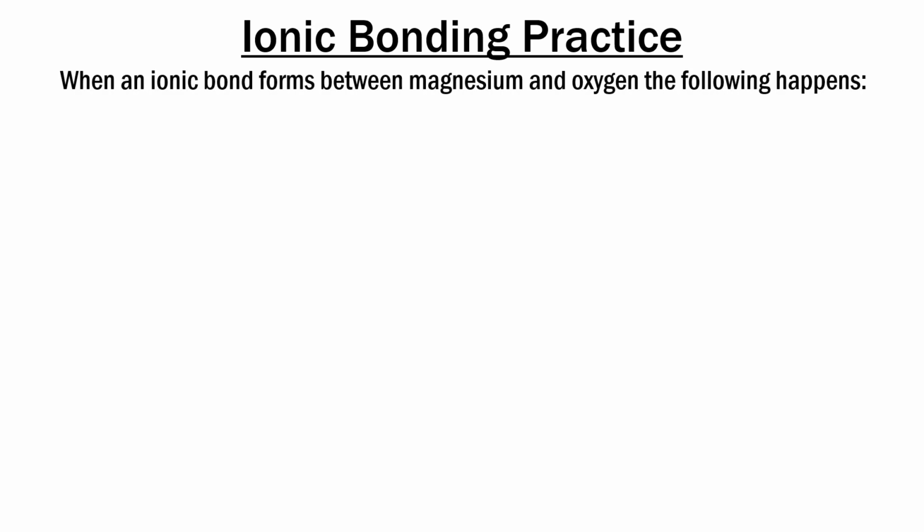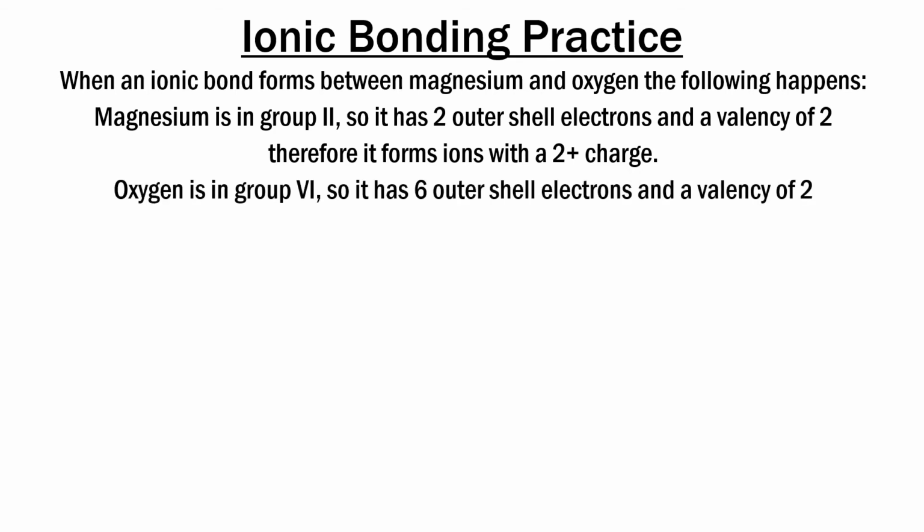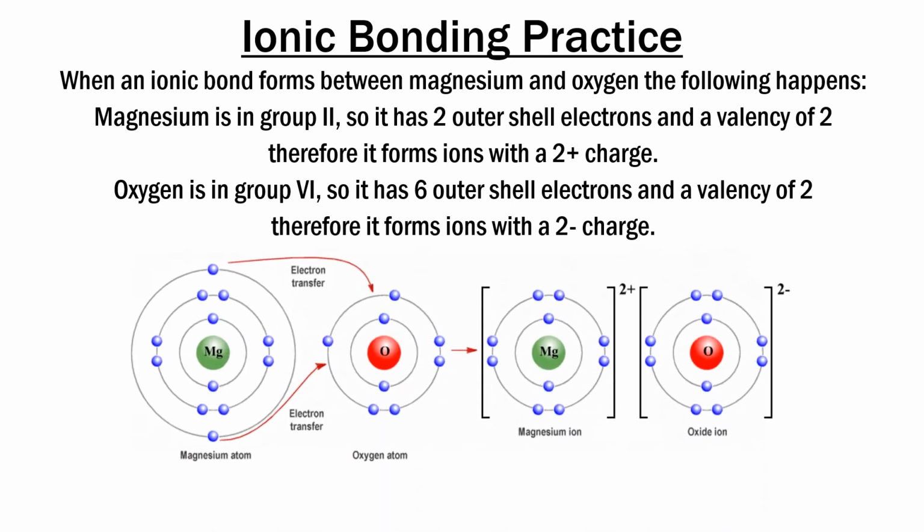If we get on with some ionic bonding practice, when an ionic bond forms between magnesium and oxygen, the following happens. Magnesium's in group 2, so it has 2 outer shell electrons and a valency of 2. Therefore, it forms ions with a double positive charge, a 2+ charge. Oxygen's in group 6, so it has 6 outer shell electrons and a valency of 2. Therefore, it forms ions with a 2- charge, double negative charge.